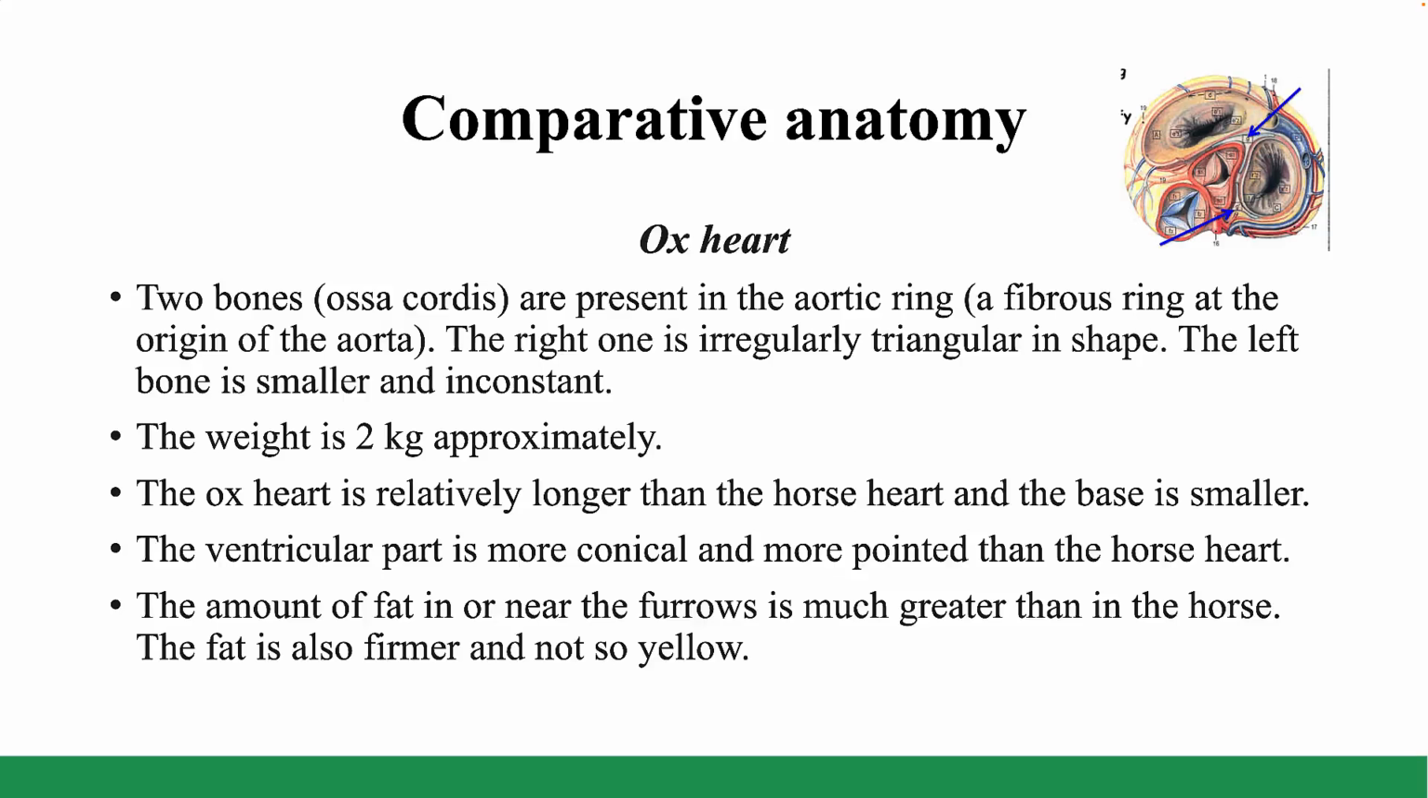The ox's heart weight is approximately 2 kg, and the heart is a little bit longer, and the base of the heart is a little smaller compared to the horse's. And the ventricular part is more conical and more pointed than in the horse, and the amount of fat in or near the furrows is much greater than that on the horse. Also, an issue to note is the fat's color. In the ox, as you can see here, it is not white, not yellow, but somehow yellow.